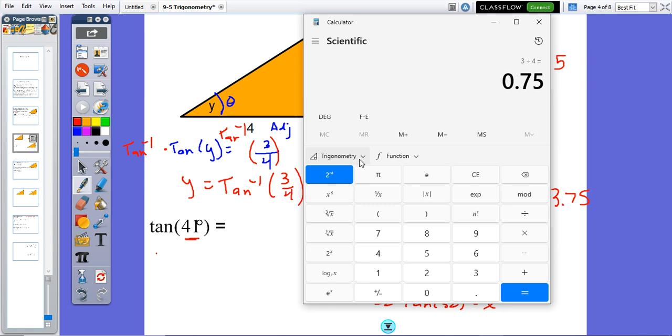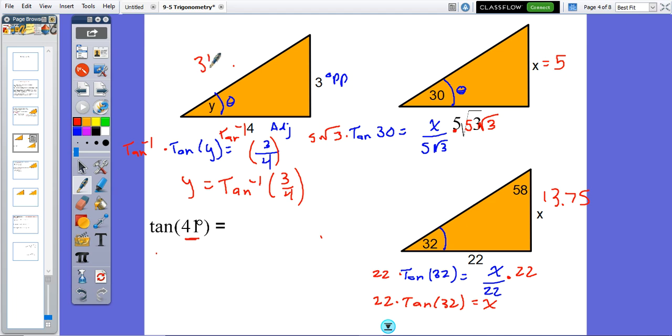So I'm going to get second inverse tangent here. So now you hit second, and then you hit tangent to the negative 1. Click on that. You get 36.869, or 36.87 degrees. So that gets you the degrees. And that's what we're doing when we do these inverses. We only use inverse when we're looking for degrees.